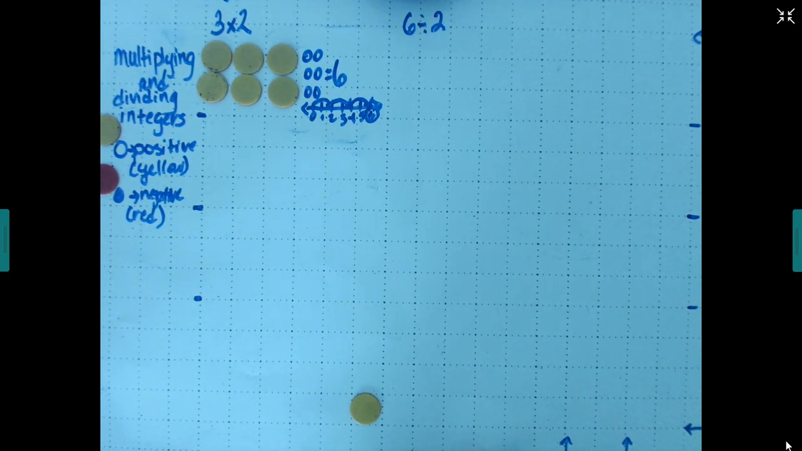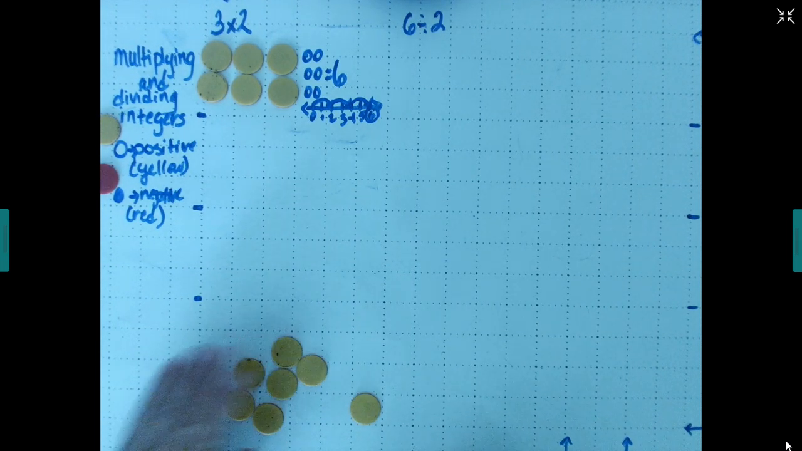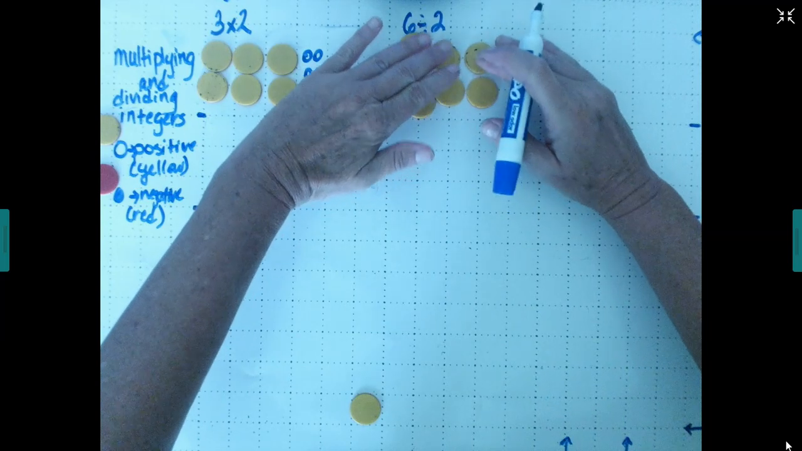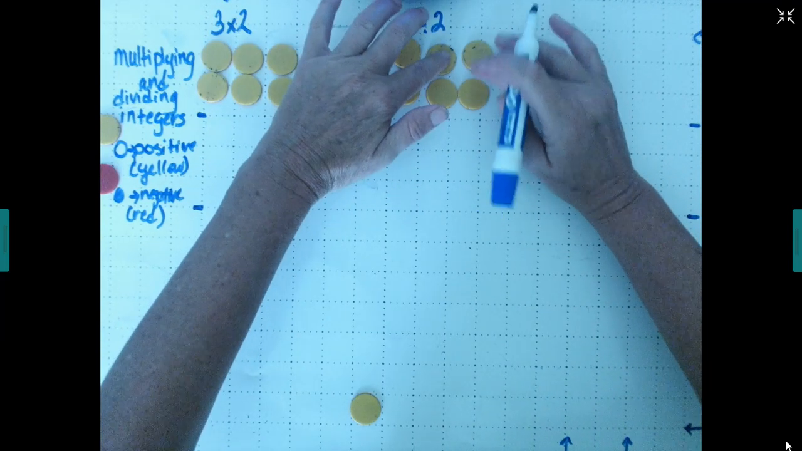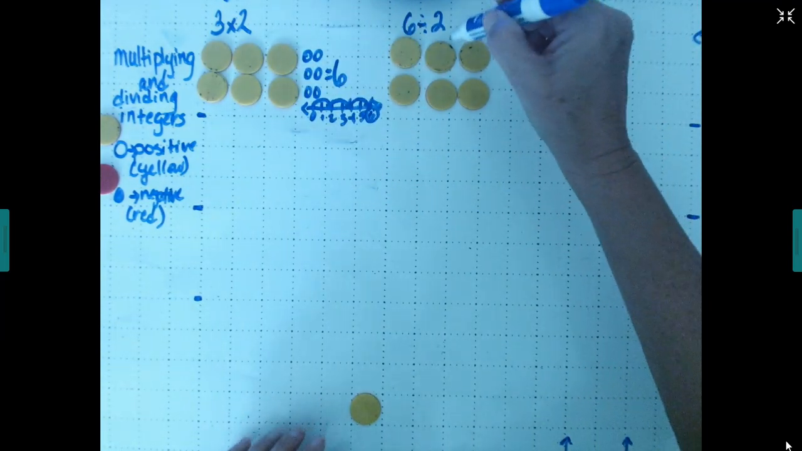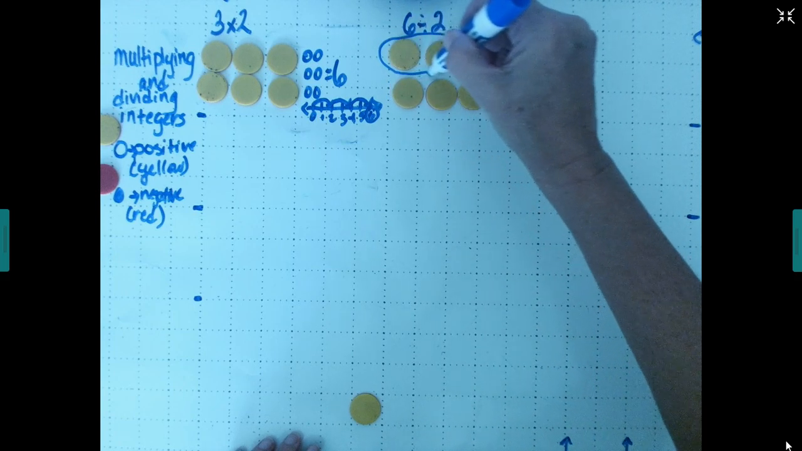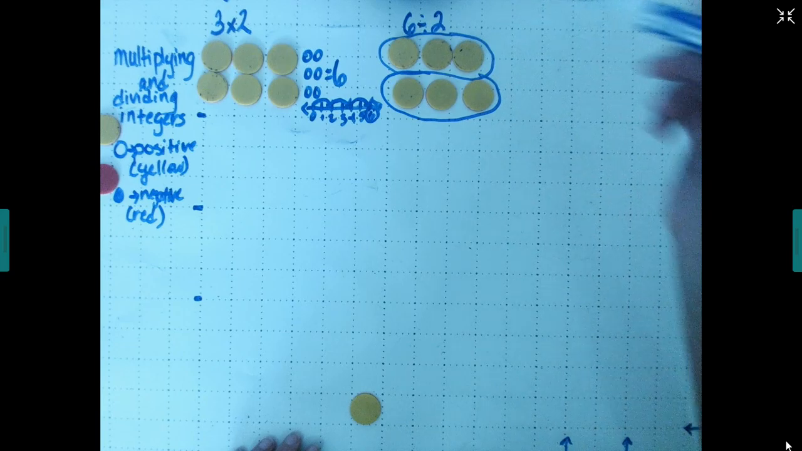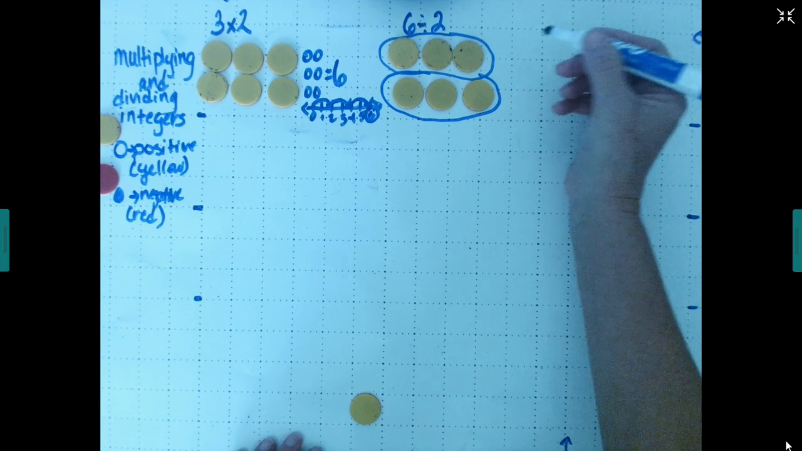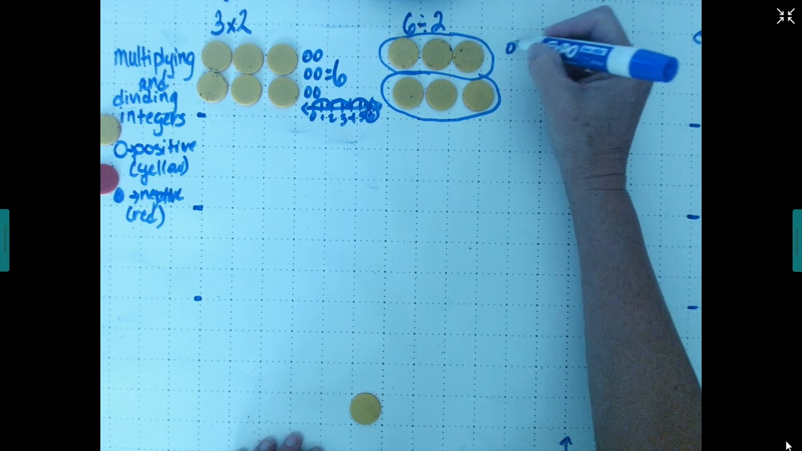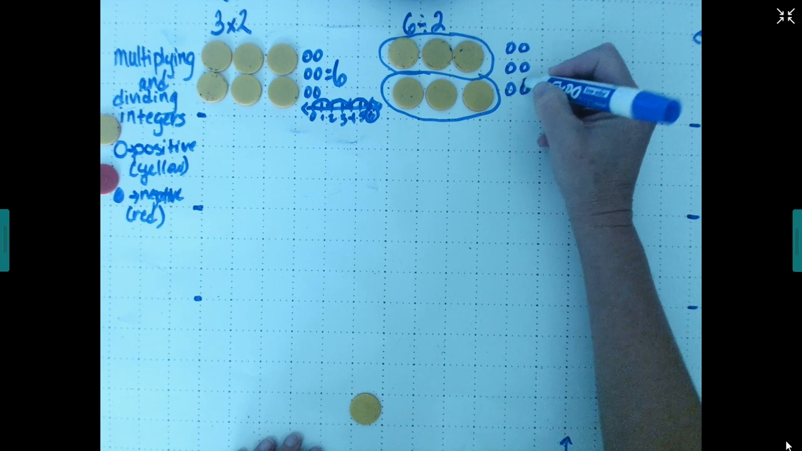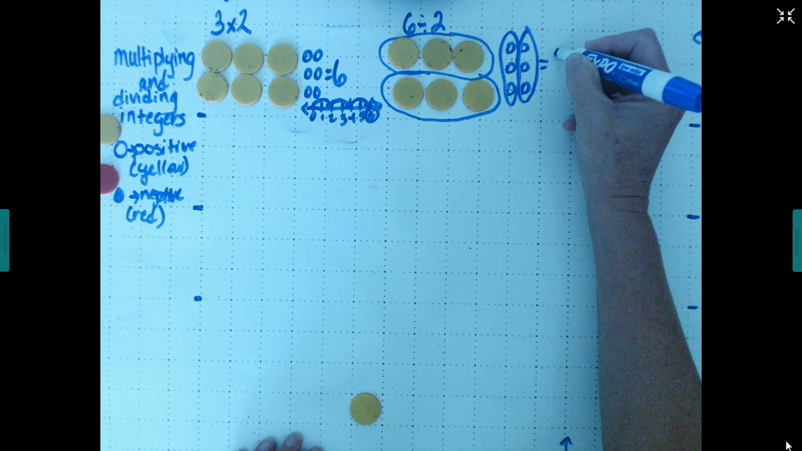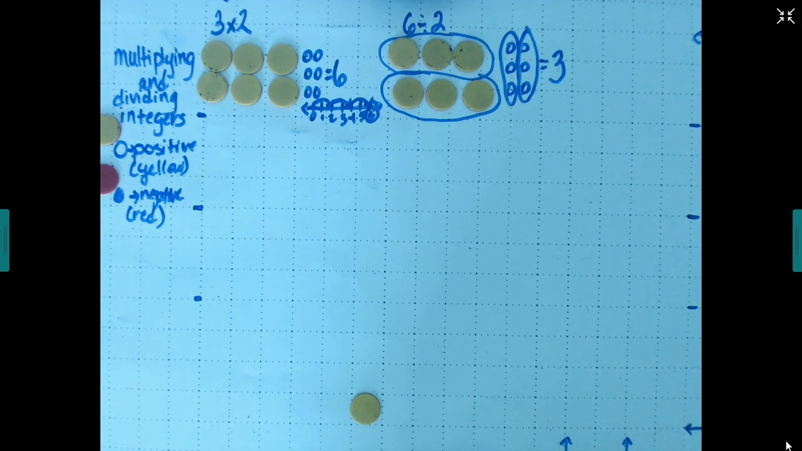So what we're looking at is our positive 6, and we're saying, okay, I need to divide that into 2 groups. So let's divide that into 2 groups. There's 1 group here and 1 group here. So we're looking at 6 divided by 2, so 6 items divided into 2 groups. How many in each group? Gives us 3 in each group.